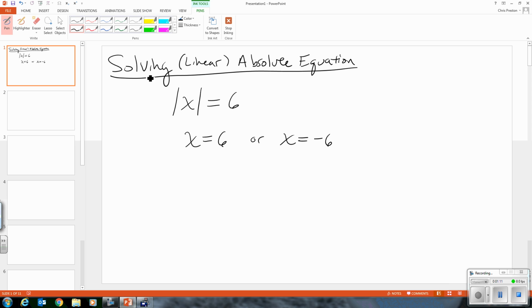And what we see here is that one of these answers looks like this exact same thing, just without the absolute value bars. And then we get a second one where the inside part is the same, but the outside part becomes a negative.